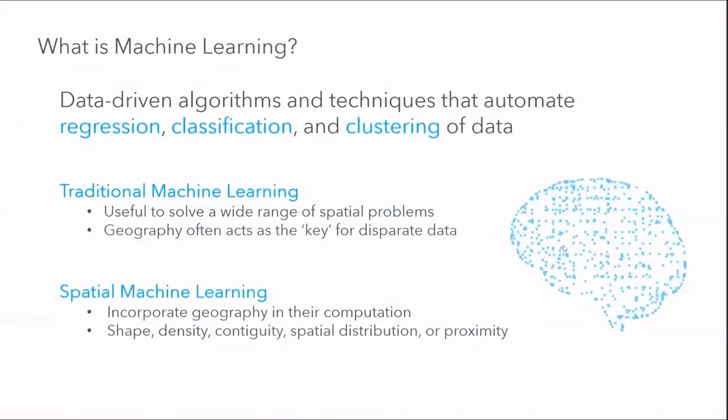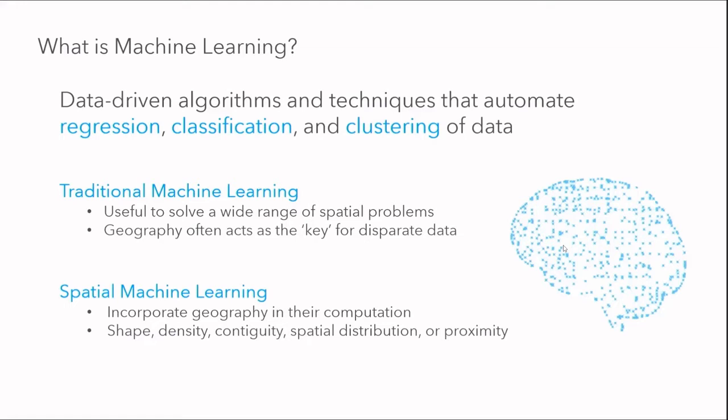I will start with defining what machine learning is. Machine learning consists of data-driven algorithms and techniques that can automate tasks such as regression, classification, and clustering. And in the next slide, I will discuss these three different types of machine learning approaches.